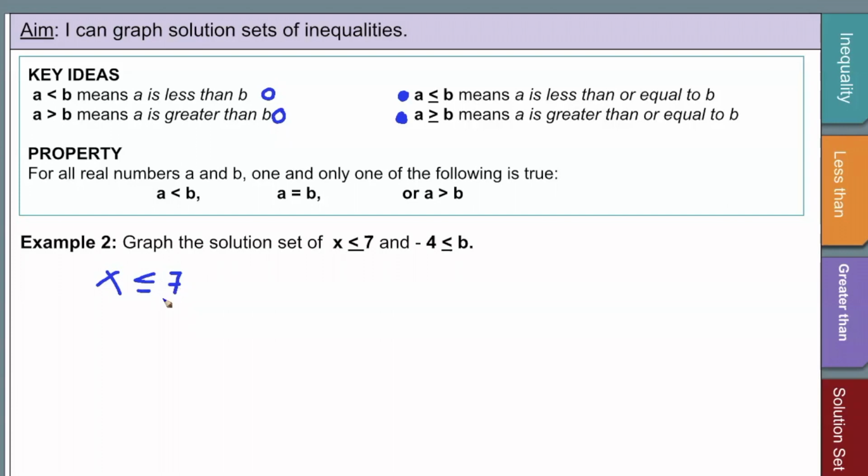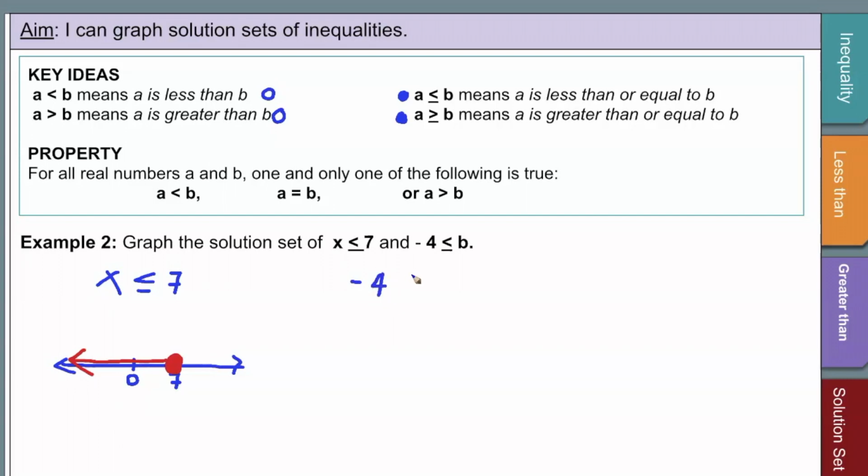The solution set of x less than or equal to 7 is the set of all numbers less than or equal to 7. This is shown on the number line as all numbers, including 7, to the left of 7 are part of the solution set. Let's draw an arrow to the left of the coordinate 7. Notice that this time we're going to use a dot because 7 is equal to 7, and so it's part of the solution set. The solution set of x less than or equal to 7 is an infinite set of all numbers less than or equal to 7.